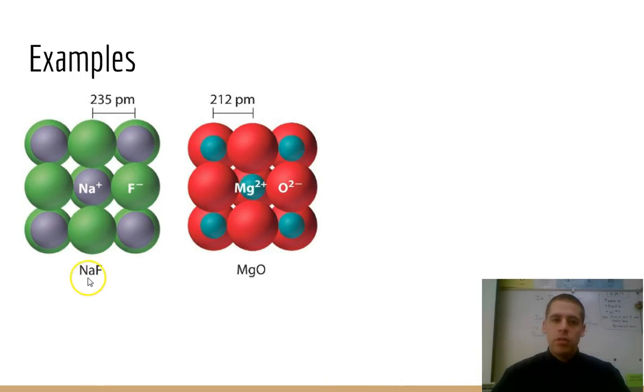In this example, sodium fluoride and magnesium oxide, the distances between them are relatively similar. Magnesium is a slightly smaller ion, and so it's a little bit smaller radius. But these are going to have actually vastly different lattice energies because of the charges. These are only +1 and -1, while these are +2 and -2. And so this is going to take a lot more energy to remove.